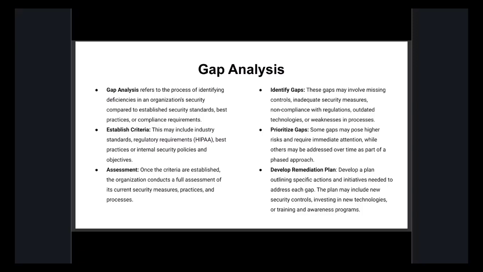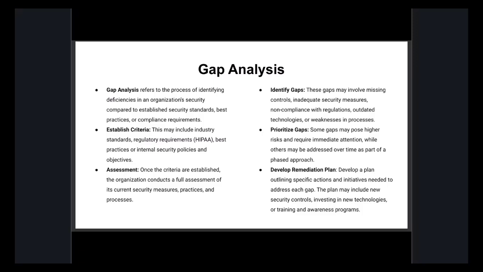The second step in gap analysis is assessment. Once we have established the criteria that we're going to use, then we need to conduct a full testing or assessment of our current security policies and practices. The third step is identifying the gaps. This is where we will look for any types of missing security controls, non-compliance, or outdated technologies that exist within our security system.